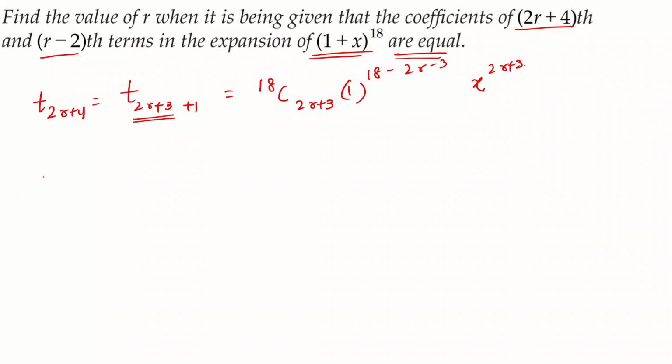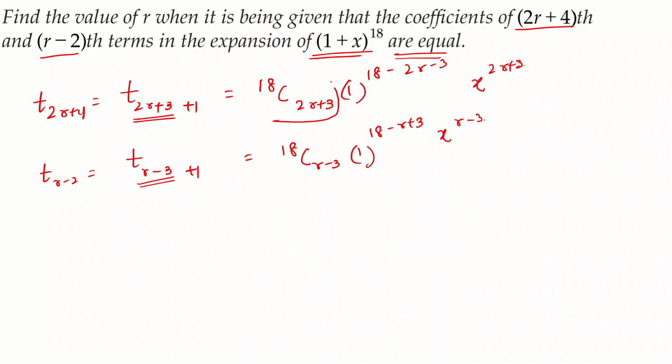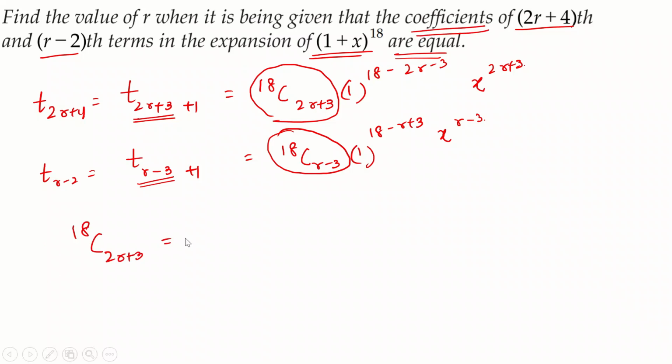So this is my (2r+4)th term, and what is my (r-2)th term? (r-2)th term is T(r-3+1). So this is my new r now, which is 18C(r-3), 1 to the power of head minus leg and x to the power of leg. So these are my coefficients. Alright, these are my coefficients, and the question says that these coefficients are equal. All we need to do is just find out the value of r then. So we are given that 18C(2r+3) is equal to 18C(r-3).